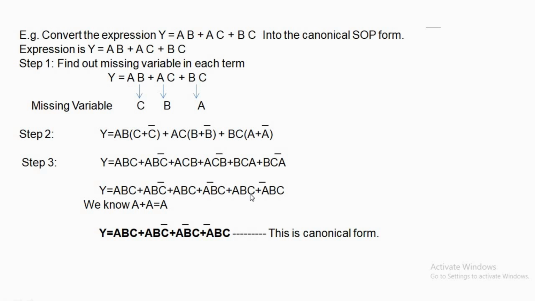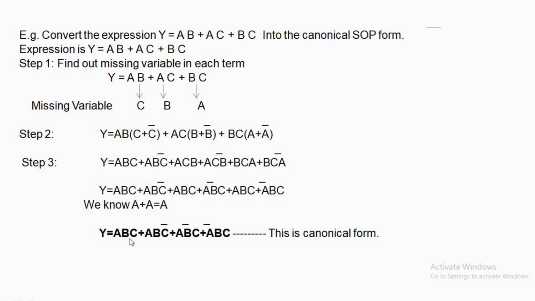So these 3 terms we can write as only one term, because we know A plus A is equal to A. So these 3 terms can be reduced to one term. So your equation is ABC plus ABC bar plus AB bar C plus A bar BC, and this is your canonical form. That means finally you get canonical SOP form, which contains all 3 variables in each term.